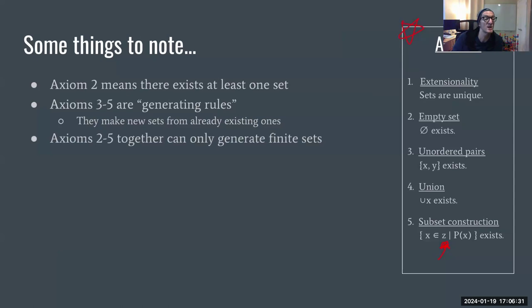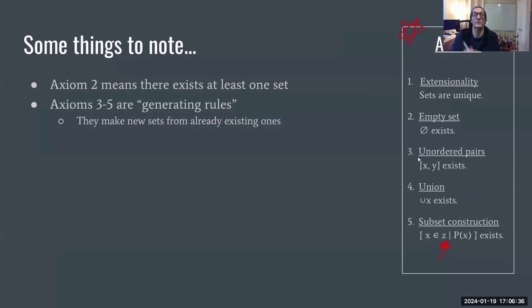What does axiom three do? Axiom three says if you have two sets, you can put them together. So that's making more and more sets. What is axiom four doing? It's unioning. If you have a big set, you're allowed to apply this union operation, which creates a new set. And axiom five creates subsets of sets that you've already shown exist. These are generating rules that allow you to make more and more sets out of sets that you already know exist. And there's only one set that we were given initially.